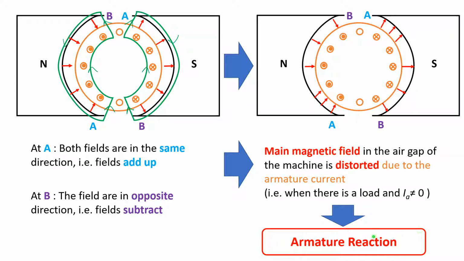Armature reaction only happens when there is a load connected to the DC motor, whereby the armature current is not equal to 0. And as armature current increases, there will be more distortion in the magnetic field, and you get more armature reaction as the load or the armature current increases.